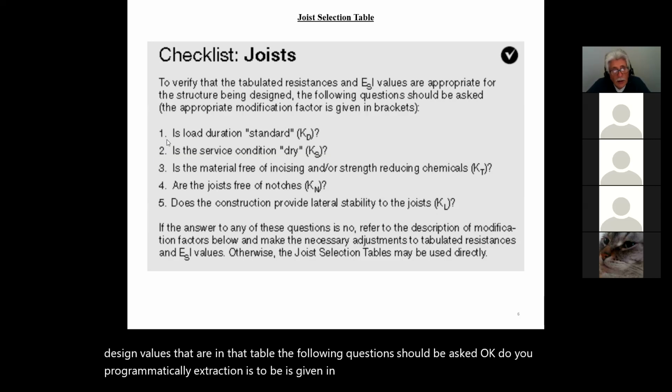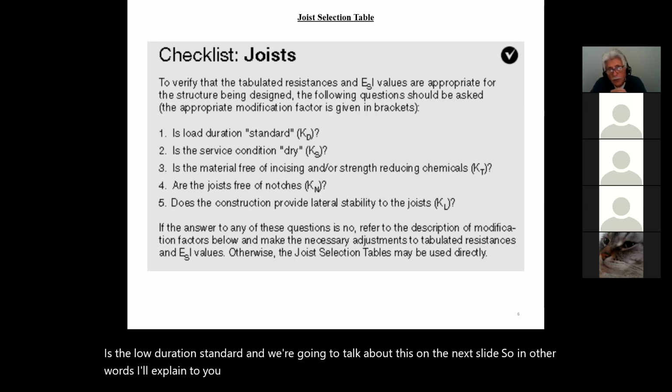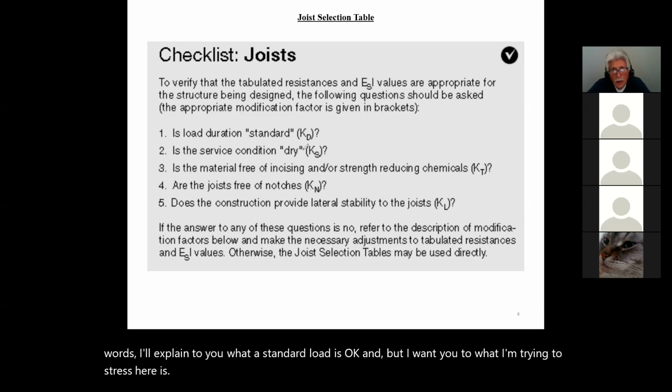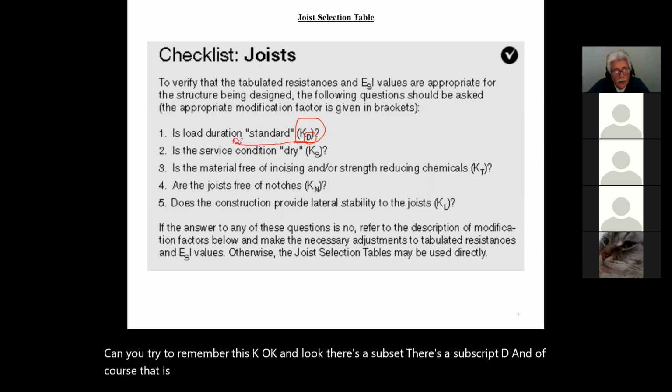Now, is the load duration standard? We're going to talk about this on the next slide, where I'll explain what a standard load is. But what I'm trying to stress here is, can you try to remember this? K, and look, there's a subscript D, and of course the D is for duration.